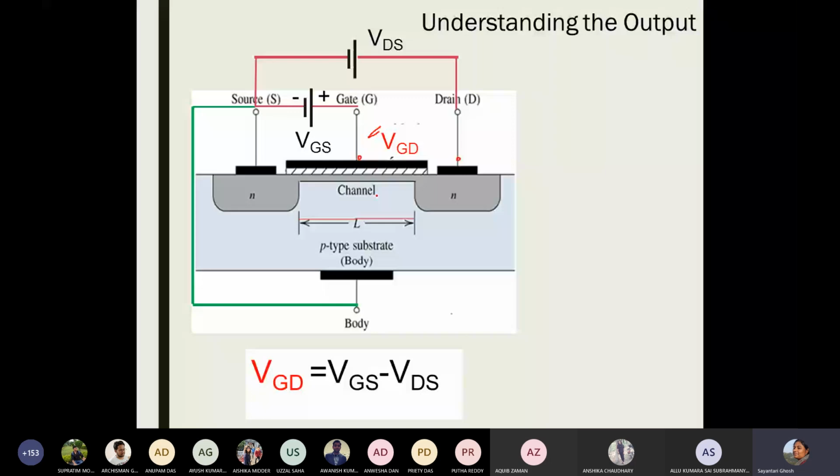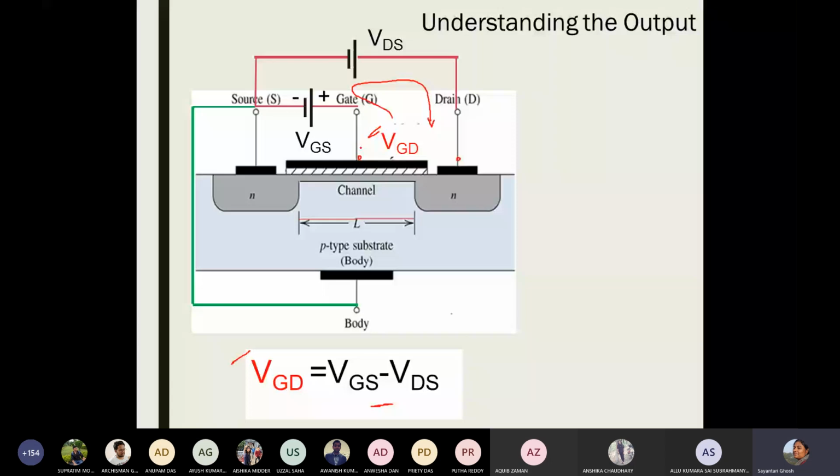You can also figure it out by Kirchhoff's voltage law, KVL. You will see that we have two batteries in this loop. If you start from gate terminal, you go through this path, crossing these two voltage sources and reach the drain terminal. You will see that VGS and VDS are in opposite polarity if I travel through this path. Using Kirchhoff's voltage law, you will see that VGD is equal to VGS minus VDS, okay? So this is the voltage difference that I have between gate and drain.